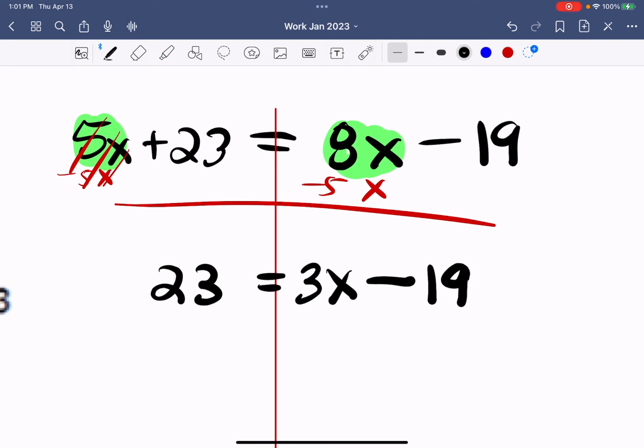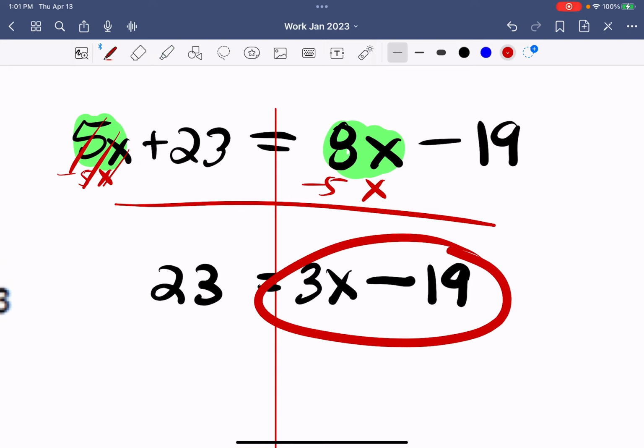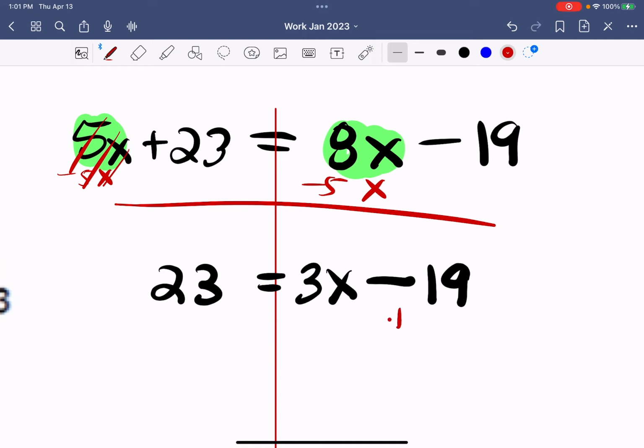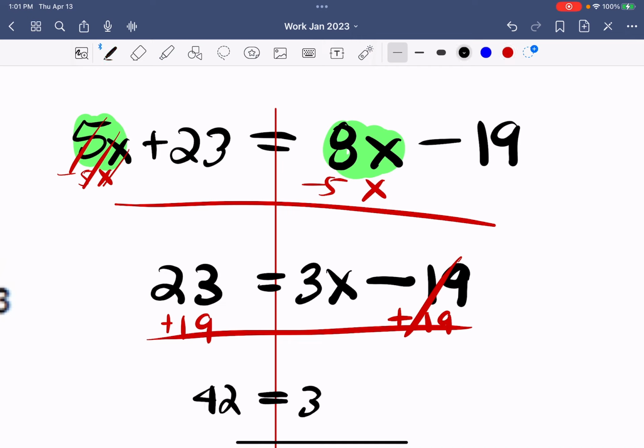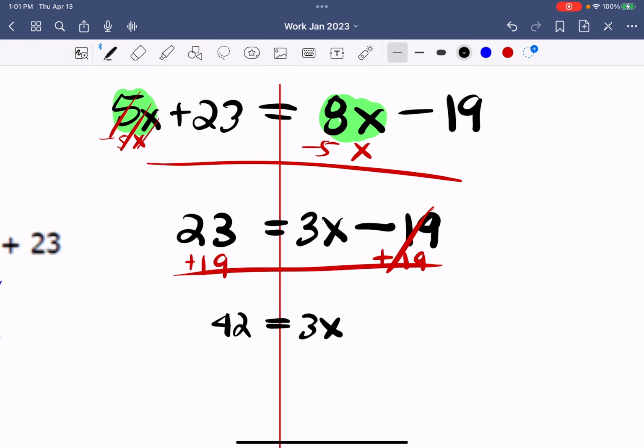Now you ask again, where's x? X is on the right, so that means the 19 has to move to the 23. So we're going to add 19 because it had a minus. 23 plus 19 is 42. And at the end, you divide by 3.